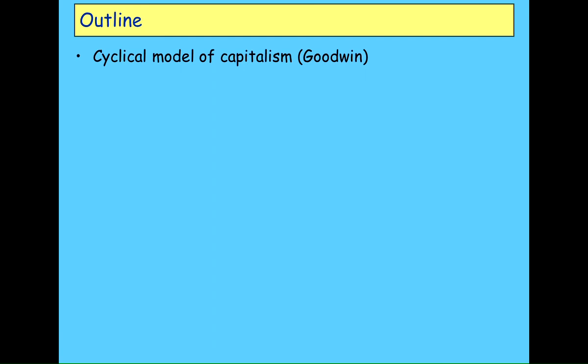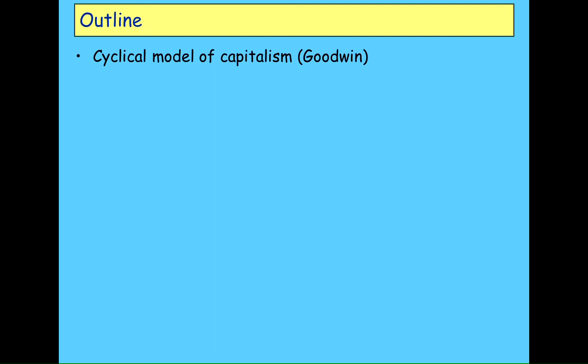a cyclical model of capitalism. Now, conventional economic theory has modelled it as an equilibrium system. That is sheer nonsense. There is a tradition of non-orthodox economists who've perceived it to be inherently cyclical, and I'll show you what I regard as the best model of that.